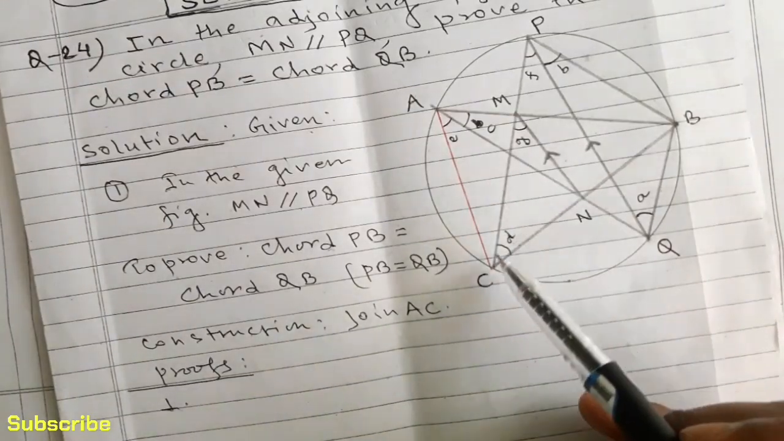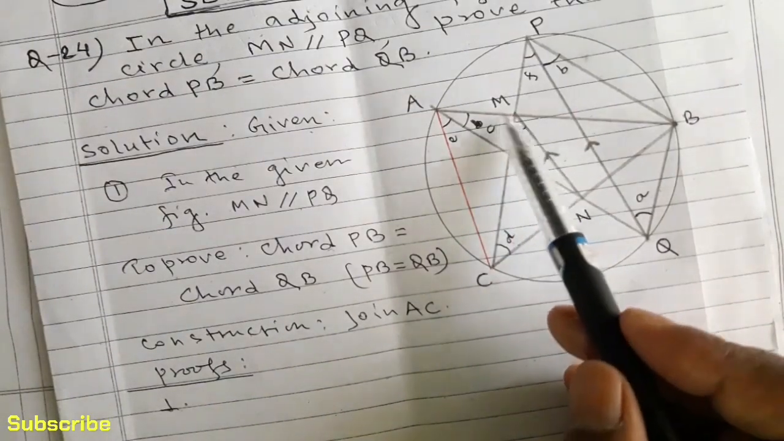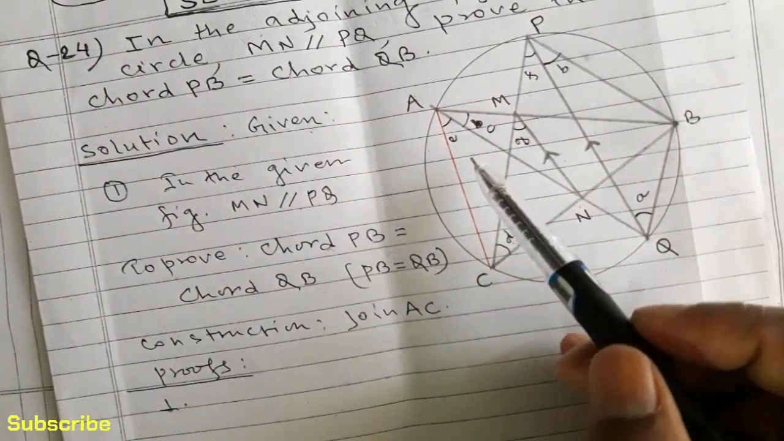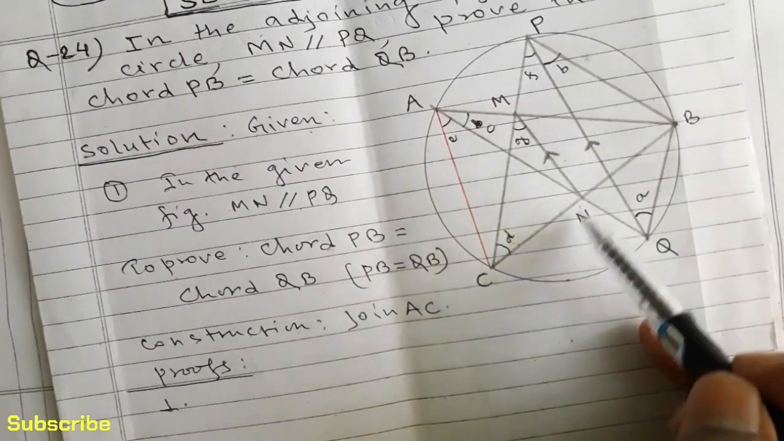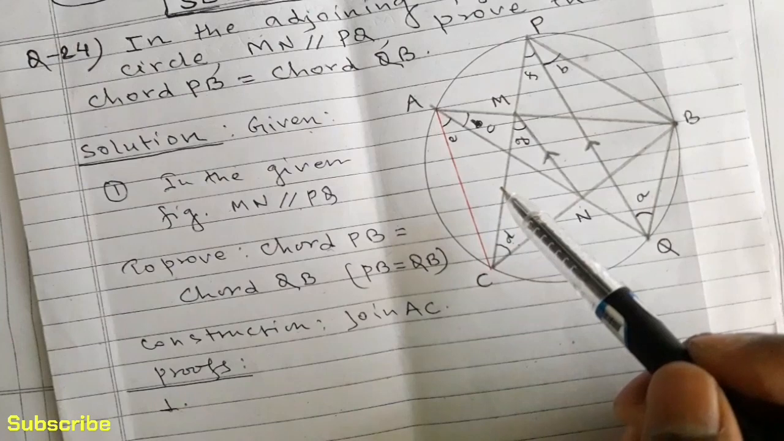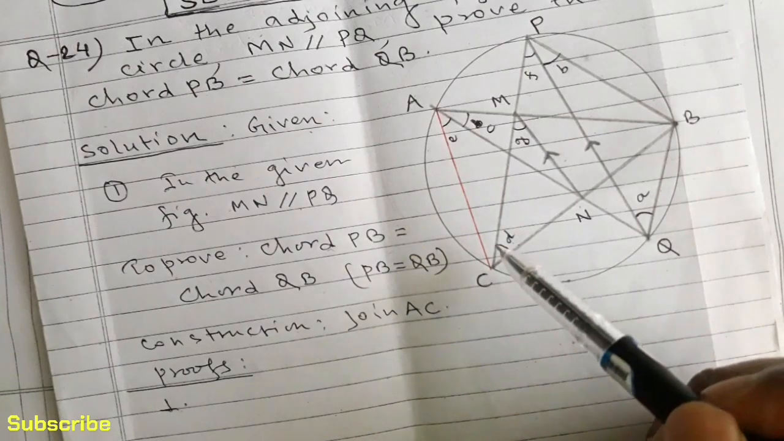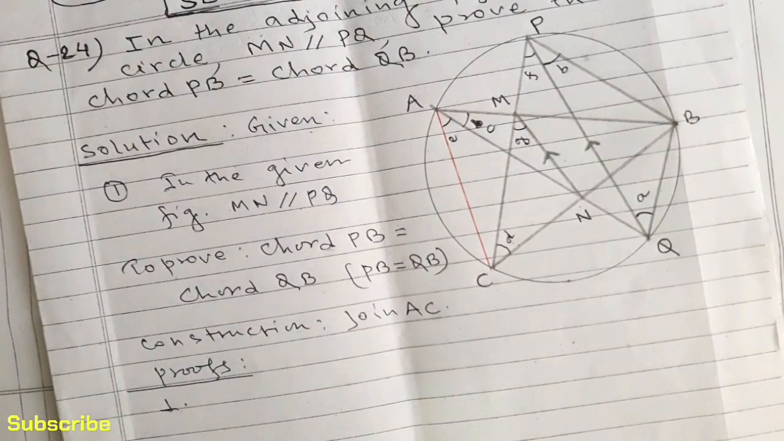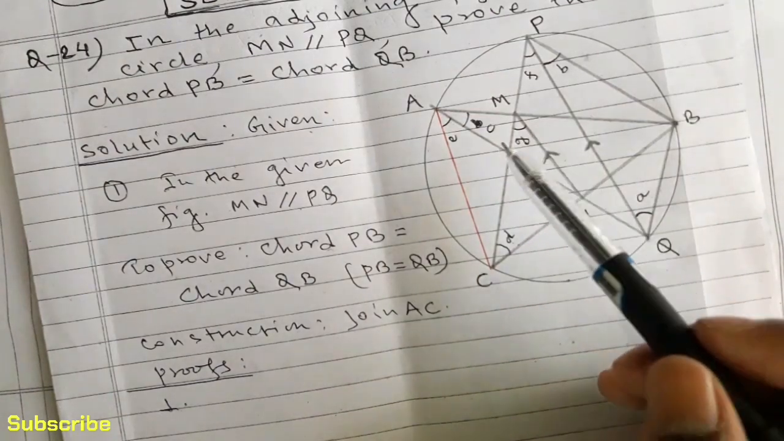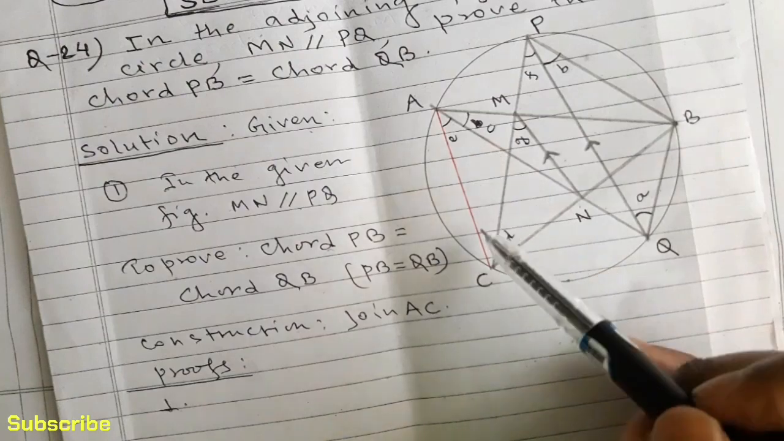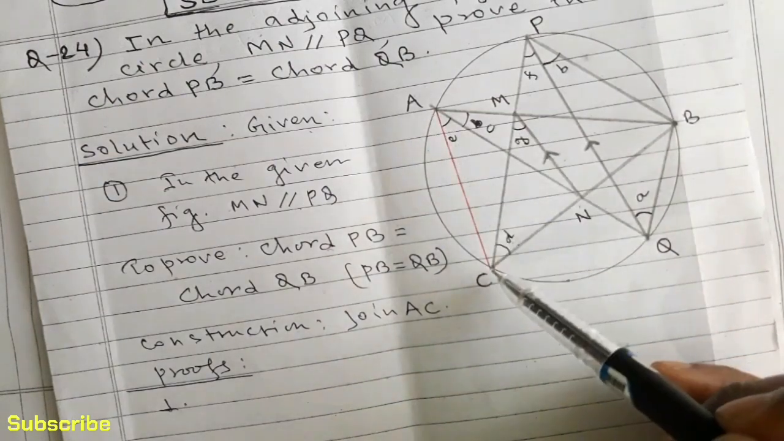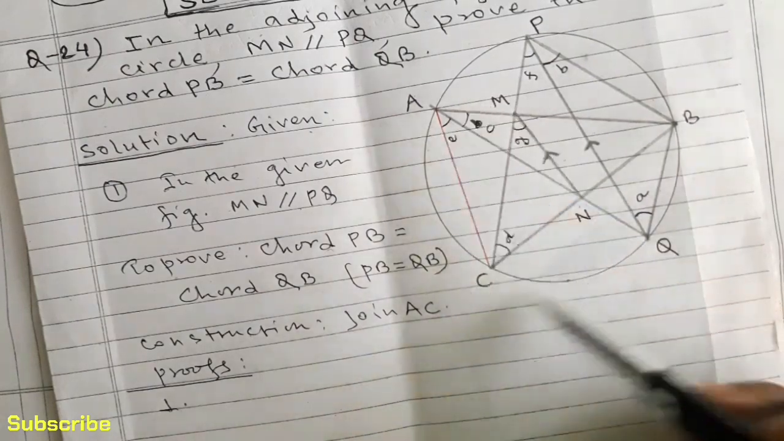So dear students, at first we'll show that the four points M, A, C, N are concyclic points. In order to show that four points are concyclic, we have to verify any one of the properties of a circle. We know that angles in the same segment of a circle are equal. So we are going to show two angles of A, C and M equal.